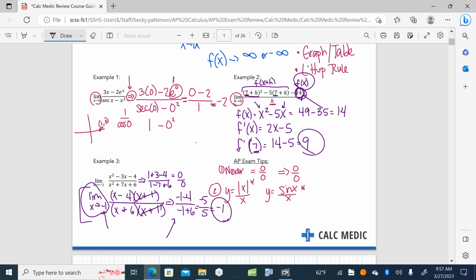So on my AP exam tip number 3, I'm going to say drop limit notation only after evaluate.